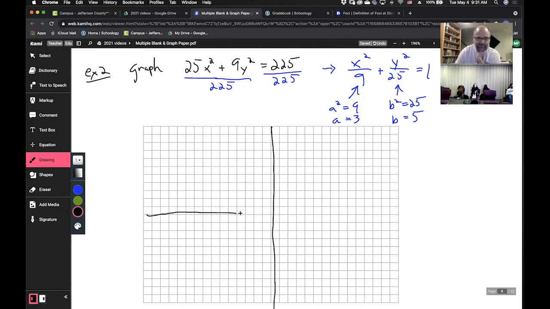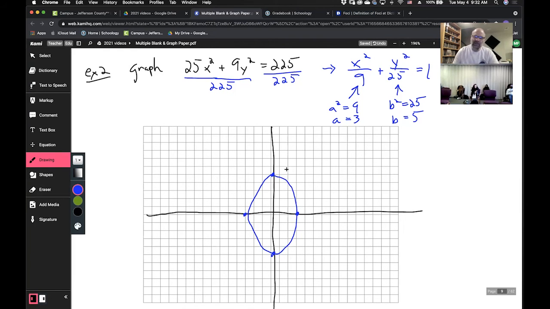Okay, so a is 3, so that's where a is. It's technically not a, because a is the major axis, right? 1, 2, 3, 4, 5. 1, 2, 3. Yep, did that wrong. Okay, so if I were to draw this terribly, that's what it looks like.